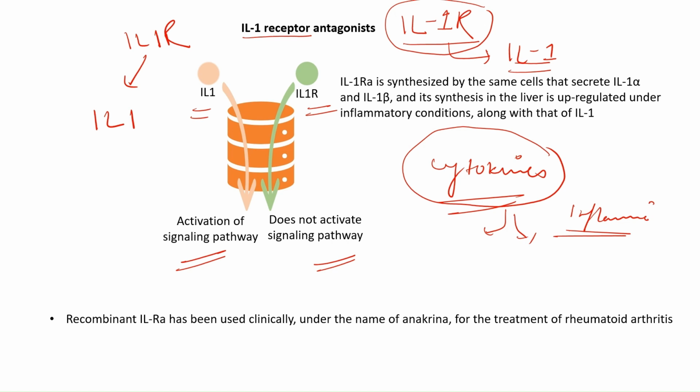Now, under clinical conditions, we have a recombinant interleukin 1 receptor antagonist that is used for the treatment of rheumatoid arthritis. Rheumatoid arthritis is a type of autoimmune disease due to which the person develops a lot of inflammation around the joints. So that is rheumatoid arthritis. Excess inflammation is because of excess cytokines, and that excess of cytokine can be stopped by using the interleukin 1 receptor antagonist.